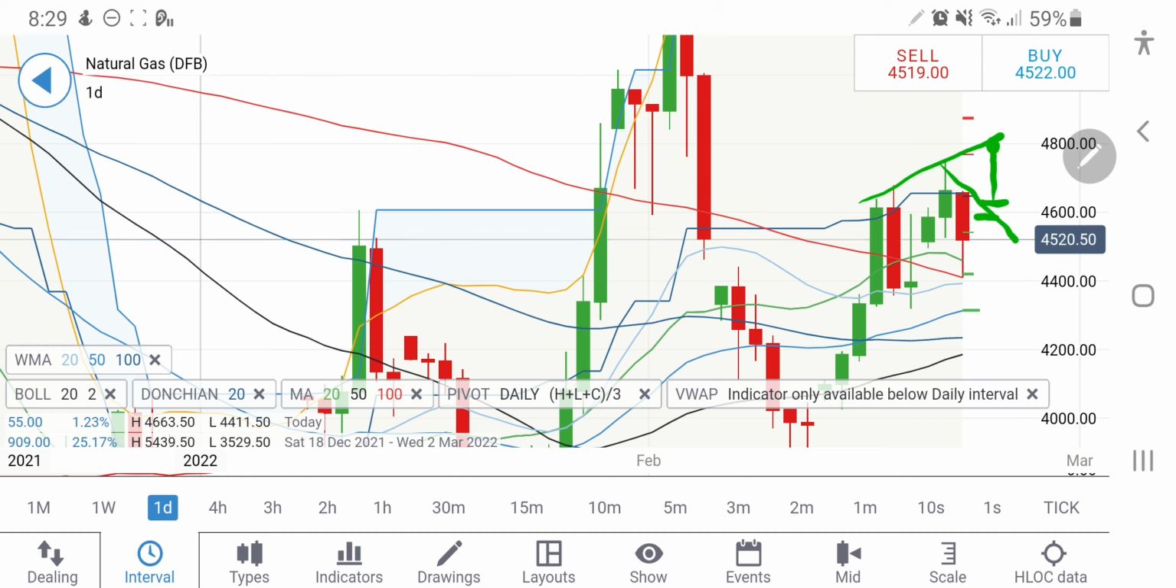Let's say if you have taken a long at 4550, it can try to continue towards 4620 levels, and in fact from those levels it can continue to drop again. So take your positions accordingly on natural gas.